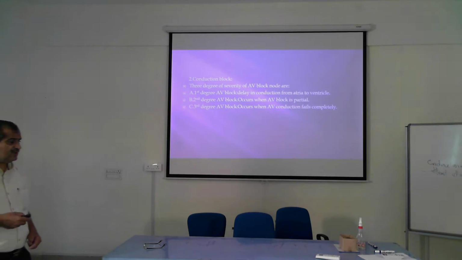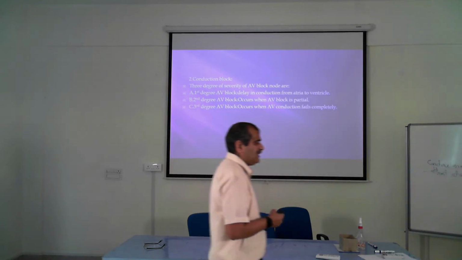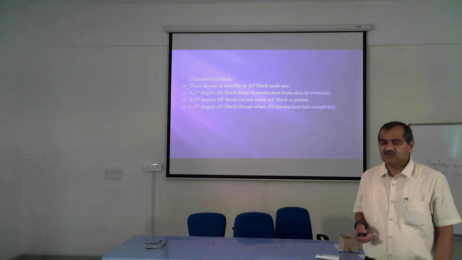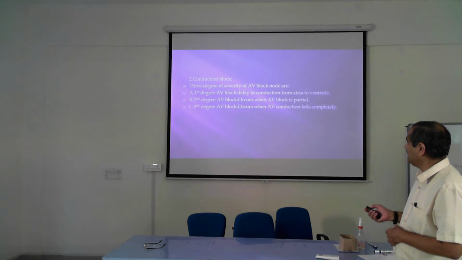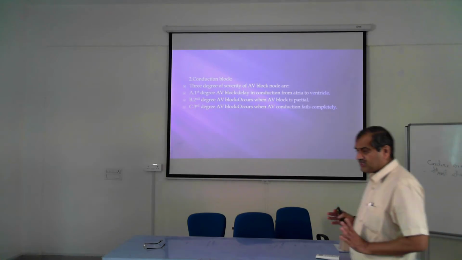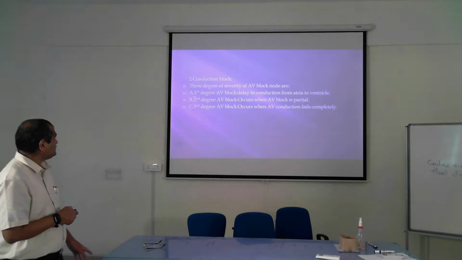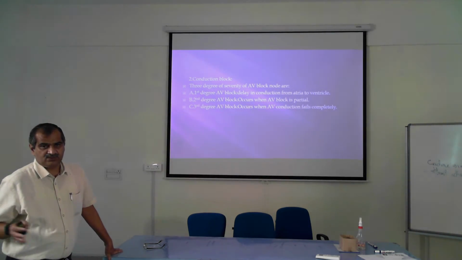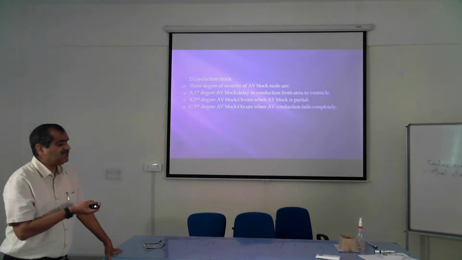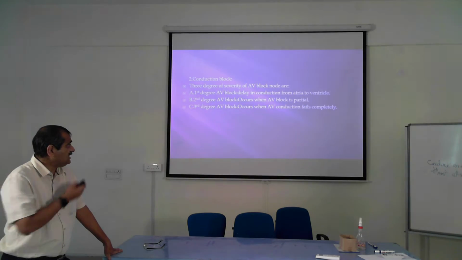Then the conduction block has 3 degrees of severity of the AV block or the node. Atrioventricular block. AV block means atrioventricular block. See, first these 3 degrees, the first degree AV block. So these are the important terminologies we should learn in case of cardiac arrhythmia problems. The first degree block is delay in conduction from atria to ventricle. So the action potential is generated in the AV node and descending down, especially to the ventricle.